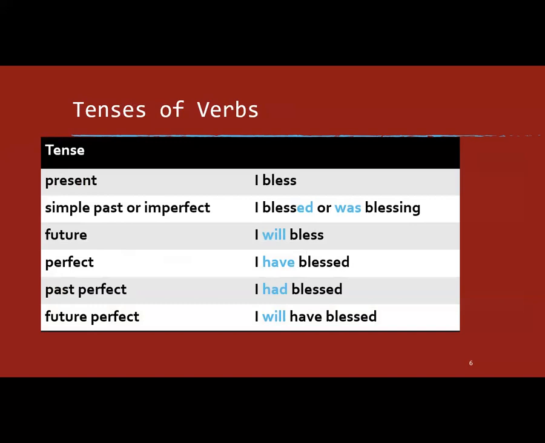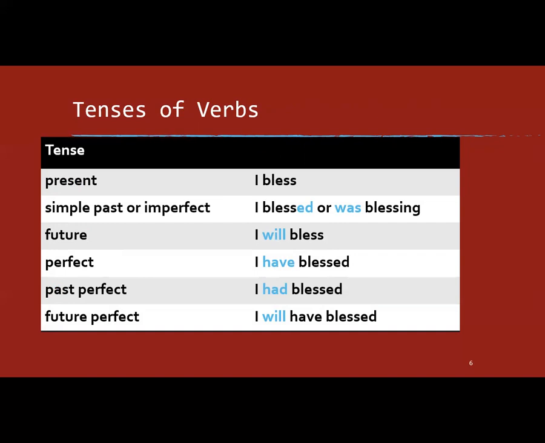I have blessed, meaning I did it in somewhat the distant past. I had blessed means it's really past and really done. And future perfect looks to the future in the past or the past in the future, but I will have blessed. I will have blessed. Now you notice in English, it's both the ending of the main verb, and then there is a supplementary verb that shows you what tenses are.